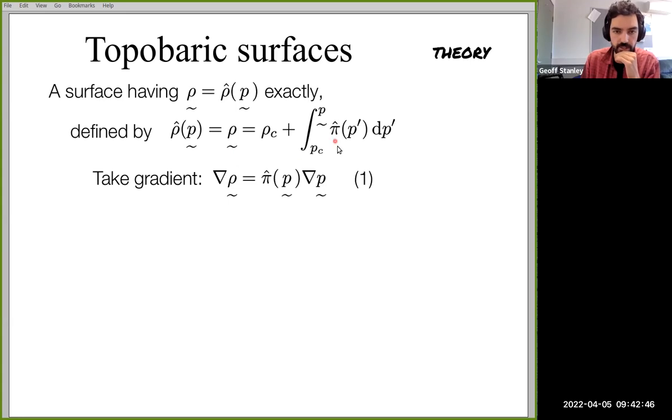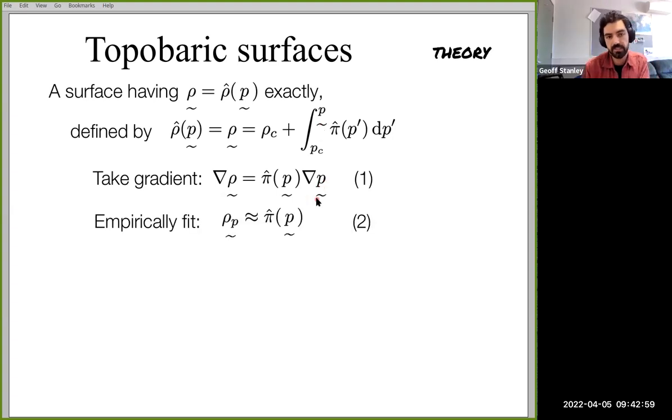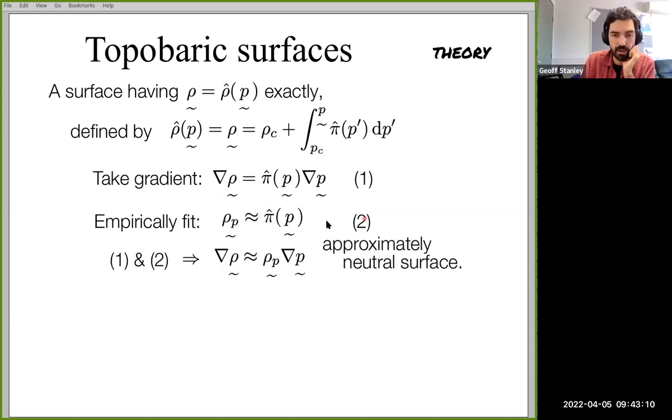If I take the gradient of this equation, I get grad rho here, and you use the Leibniz integral rule. So you get the integrand evaluated at the upper limit of integration, and you get the gradient of the upper limit of integration. So now what I'm going to do is I'm going to say in each of my regions of the Reeb graph, I'm going to try to empirically fit the compressibility to the pressure to come up with this pi hat function. And if I combine these equations, you can see if I plug in the compressibility here, you can see I'm going to pick up the neutral relationship approximately. So the better I can fit this compressibility to the pressure, the closer I will get to having a neutral surface.